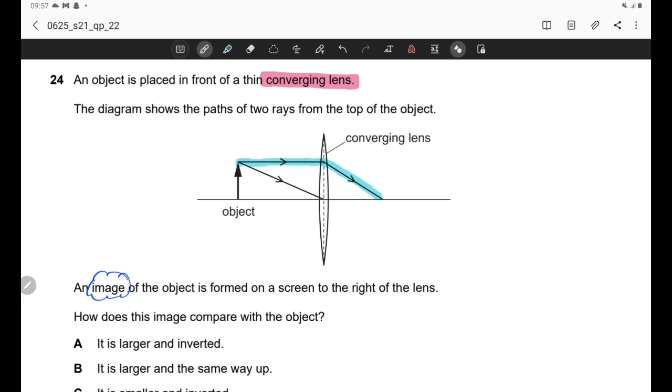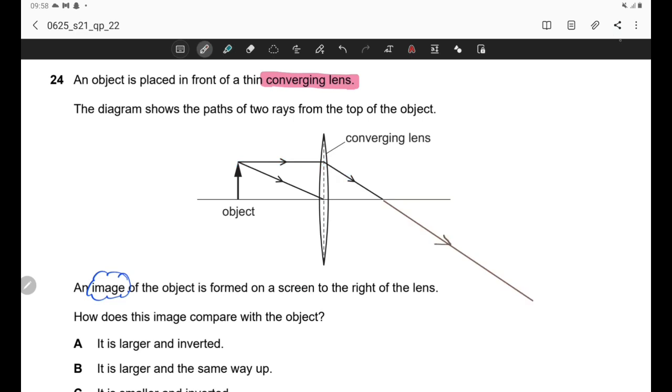As it is a ray which is moving parallel to the principal axis, once it passes through the lens, it will always pass through the principal focus and it will move straight. It will continue to move through the principal focus. Therefore, this will be the path of the first ray. We can put the arrow to indicate the direction.